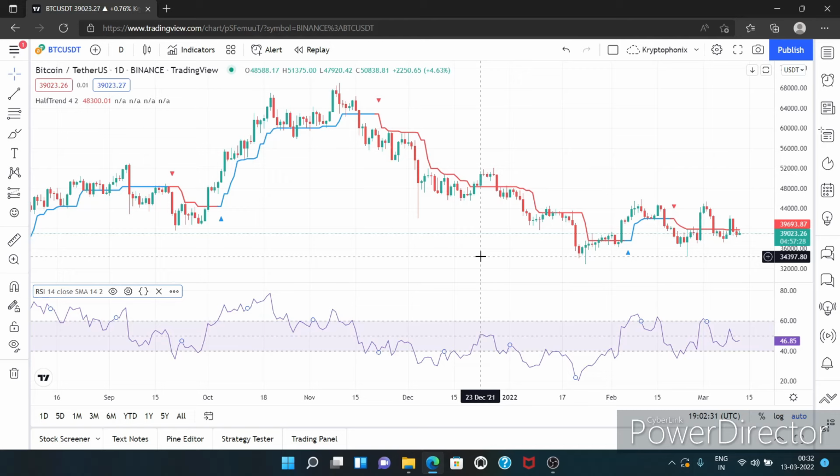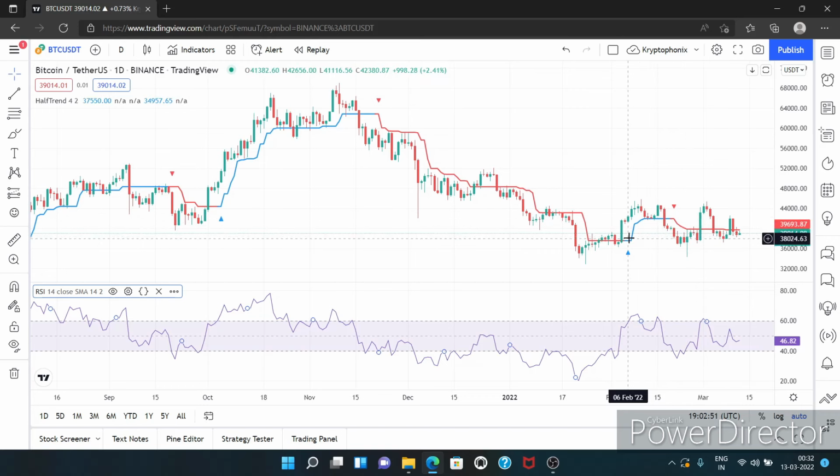So let's backtest the strategy that we have just devised. Okay, so this one over here, a red line was formed, a signal to sell given by the HalfTrend indicator, but the RSI is out of the 60 and 40 mark. Therefore, we will not be initiating a trade here.